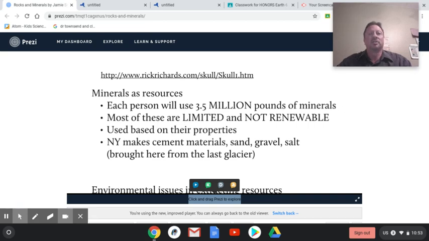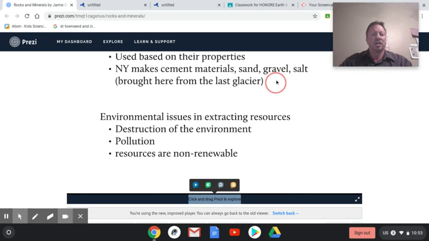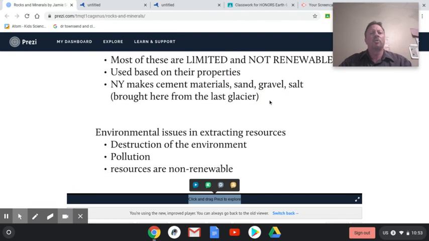Fossil fuels and coal. Would you think coal is a mineral? Think about that one, and I'll come back to that at a later point. But certain things, once they're gone, they're gone. How we use these minerals is based on their properties. You're not going to use a really soft mineral to make a countertop. In New York we produce a lot of cement materials such as sand, gravel, and salt, so we'll use those in various things. Environmental issues: extracting these resources will destroy the environment. Harvesting these creates a lot of pollution. And again, resources are not renewable.